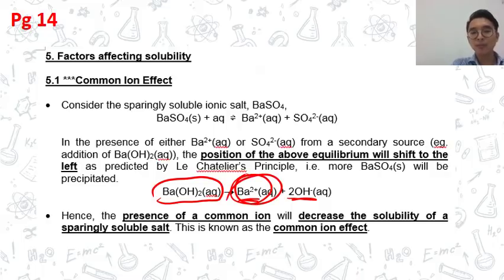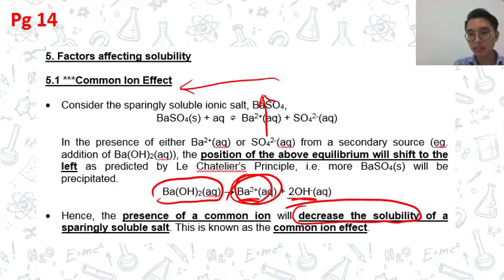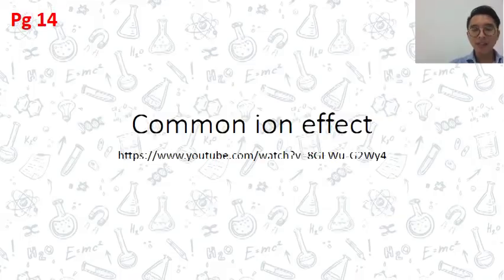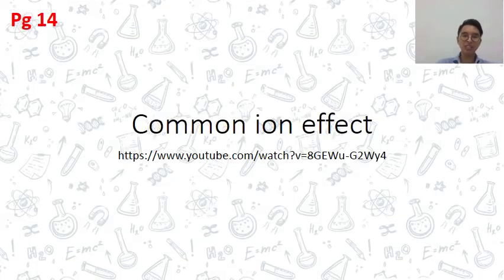So what happens is this. You have an additional source of Ba2+, so your [Ba2+] would increase. This will cause your solubility equilibrium to shift to the left, as predicted by LCP. Because it shifts to the left, less BaSO4 can dissolve, and therefore the solubility is decreased. There will be a decreased solubility of BaSO4 because your equilibrium has shifted to the left. So this is the qualitative explanation. Let's look at the quantitative explanation. But before that, let's look at this video.